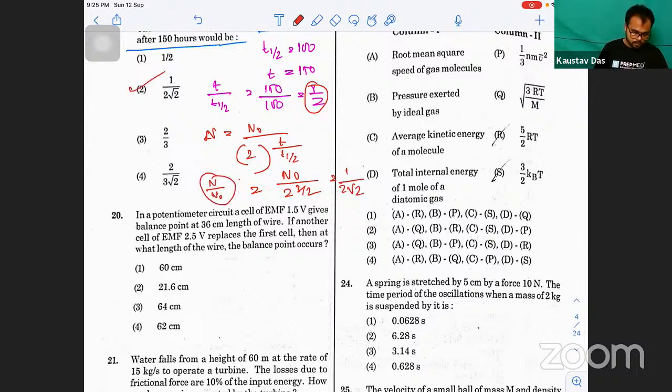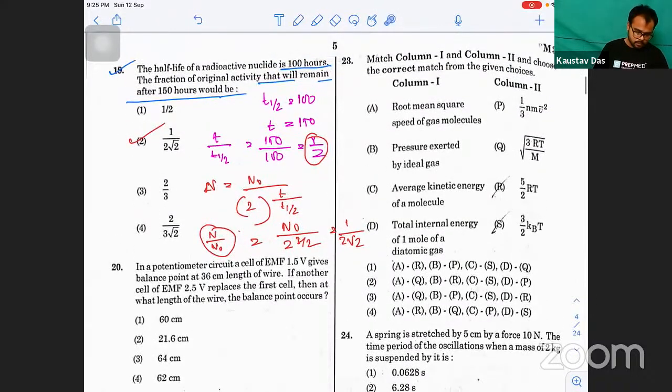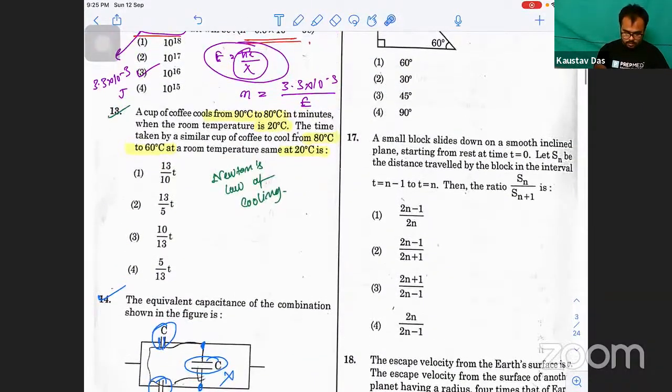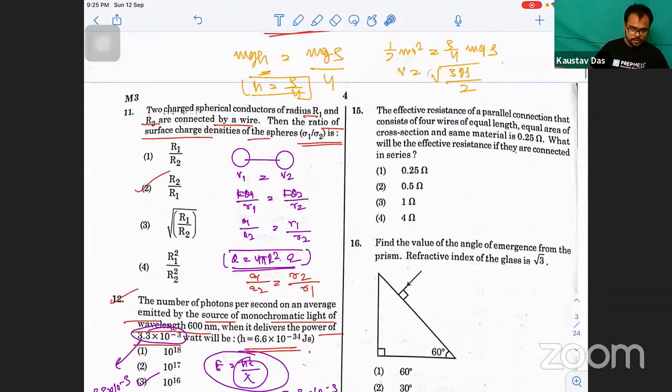This is our answer of question number 18. This is the question from radioactivity, half-life related questions. Let me get back to the previous problem once again, because I have skipped these problems. Let us come to question number 15.